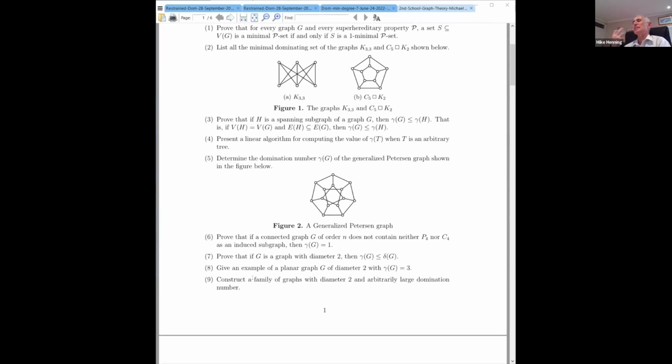Can you find me an example of a planar graph with diameter 2 and domination number 3? Or even at question 7, can you give me a graph with very small diameter and give me a bound on the domination number? In this case, the domination number is at most delta, and that's extremely easy to do. But then we're going to look at question 8. We'll finish with that. Question 8 is, I want you to give me an infinite family of graphs where everything's very close together, diameter 2, but the domination number can be arbitrarily large.